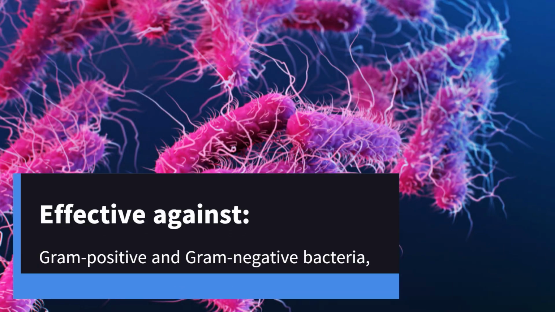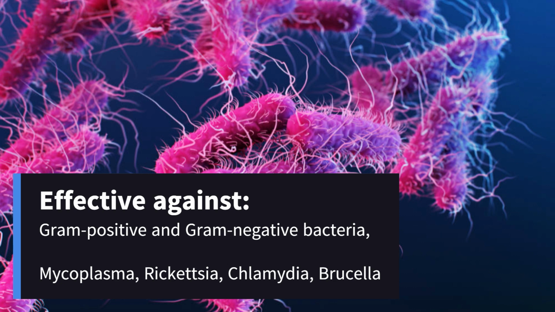2. Spectrum of activity. Oxytetracycline exhibits activity against a wide range of aerobic and anaerobic bacteria. It is effective against both gram-positive and gram-negative organisms. Additionally, it shows efficacy against atypical pathogens such as Mycoplasma, Rickettsia, and Chlamydia species.